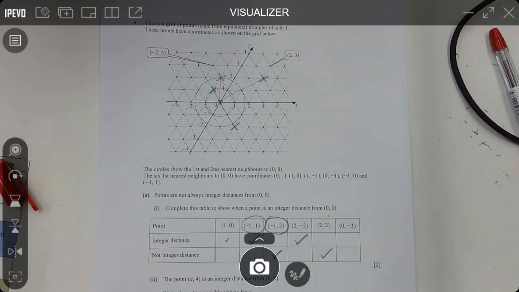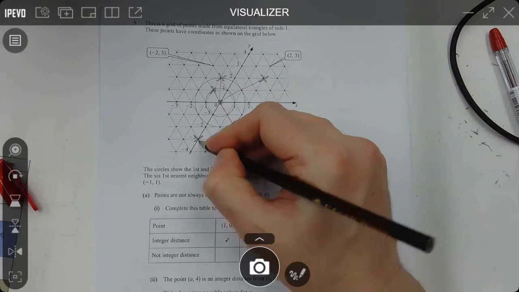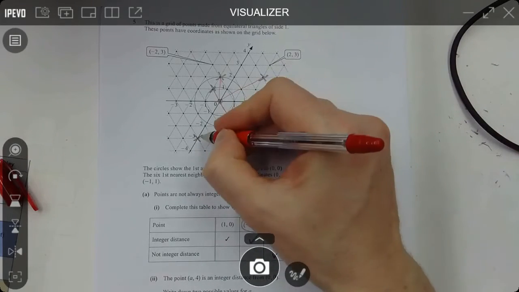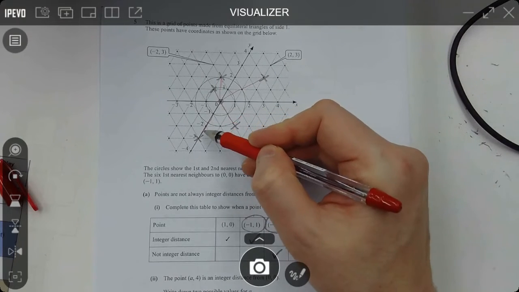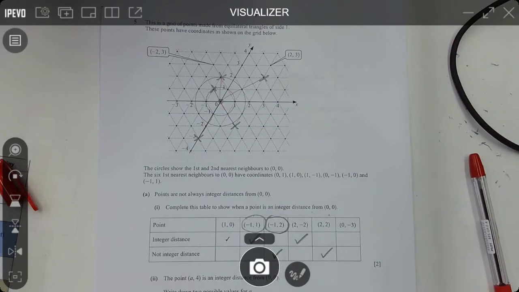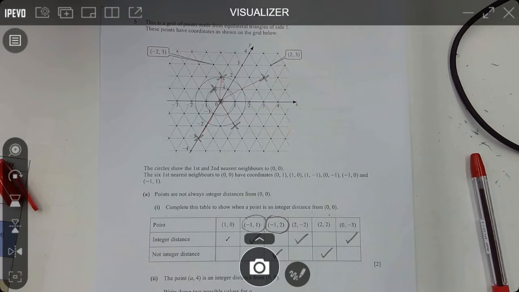Right, okay, let's look at 0, minus 3. So 0, then down to minus 3. And that hopefully clearly is going to be a whole number distance. Look, because all parts of that journey are going along the sides of the 1 unit equilateral triangle. So that would be a whole number distance.